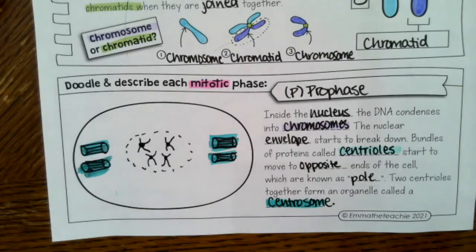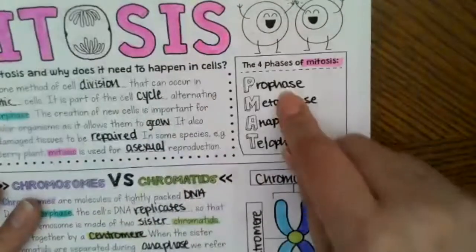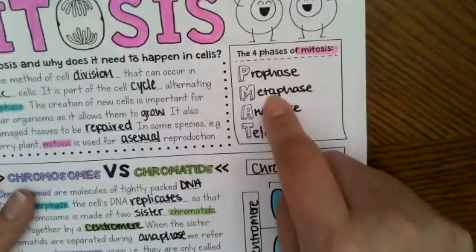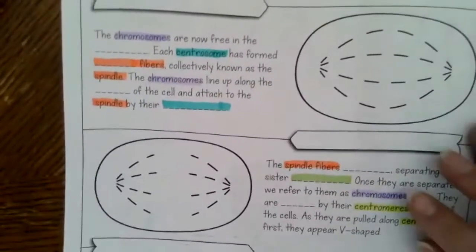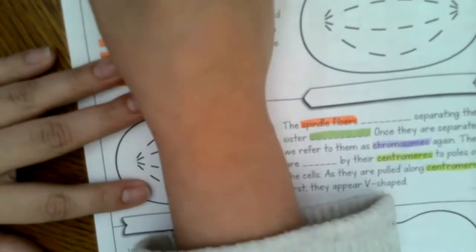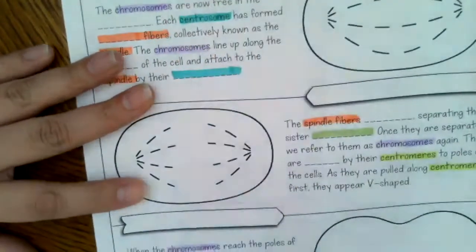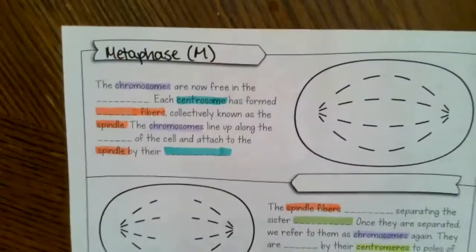Now we can move on to the next one. What I think we should do really quickly is take a look at our PMAT. We took care of P, which was prophase. Now we need to look at M for metaphase, and that is what's going to start us off back here. Metaphase once again is our M within PMAT.